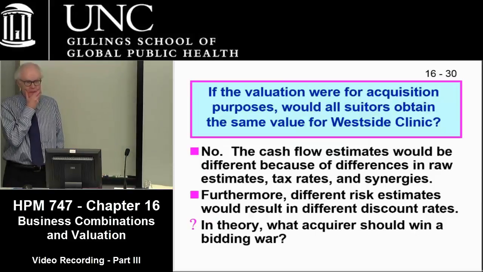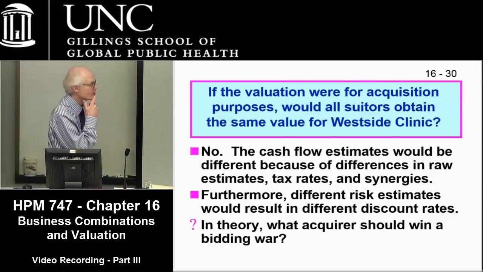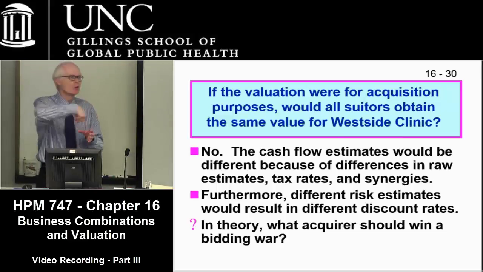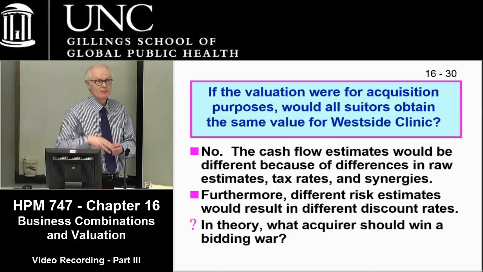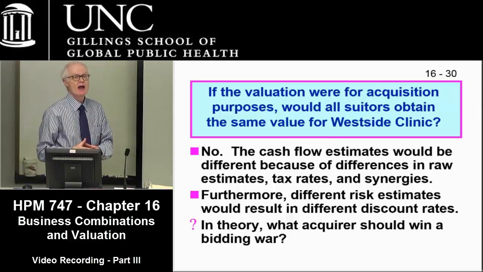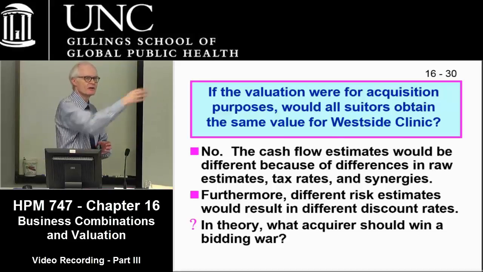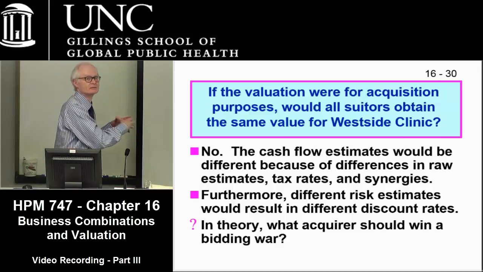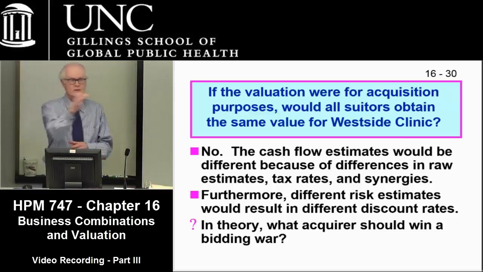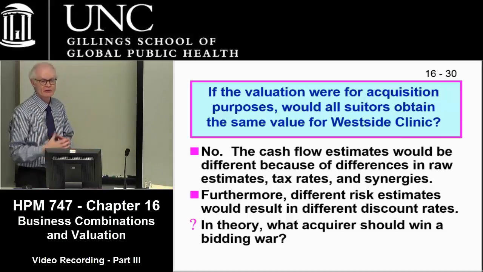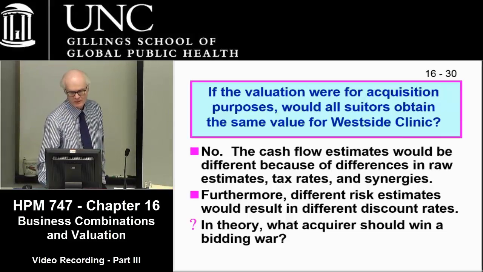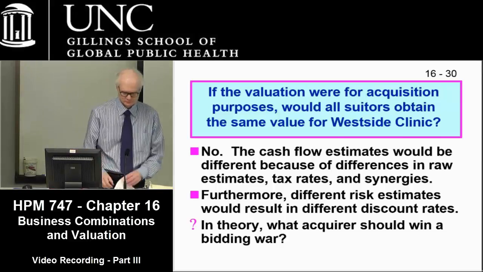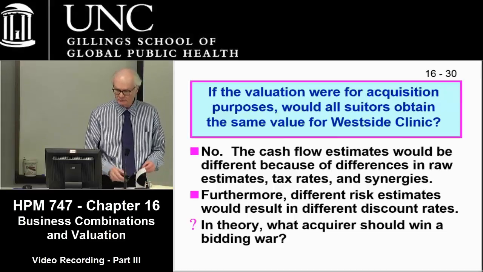If the valuation were for acquisitions, would all suitors obtain the same value? No, because different organizations may all be circling around your medical group practice or your hospital, but if I go with Duke, I may have higher synergies than if I go with UNC, or if I go with UNC, I may have lower synergies than if I go with WakeMed. So different acquirers may have different synergies with the target. What acquirer should win a bidding war? Optimally.